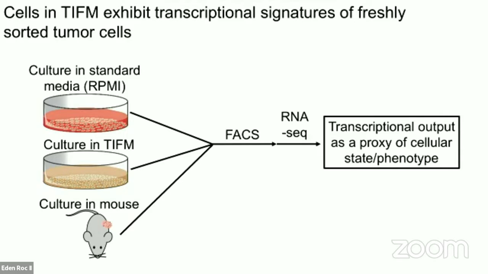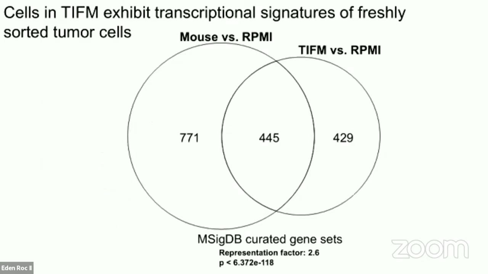So we could use the transcriptional output of these cells in these different conditions as a proxy for their cellular state or phenotype, and then ask which of our models are better recapitulating what the cells are actually doing in a real tumor in vivo. And so there's a lot of ways to represent this data. I'll just show this one simple Venn diagram. So these are significantly enriched, curated gene sets from MSigDB. So these are coherent sets of genes that represent different cellular processes or pathways.